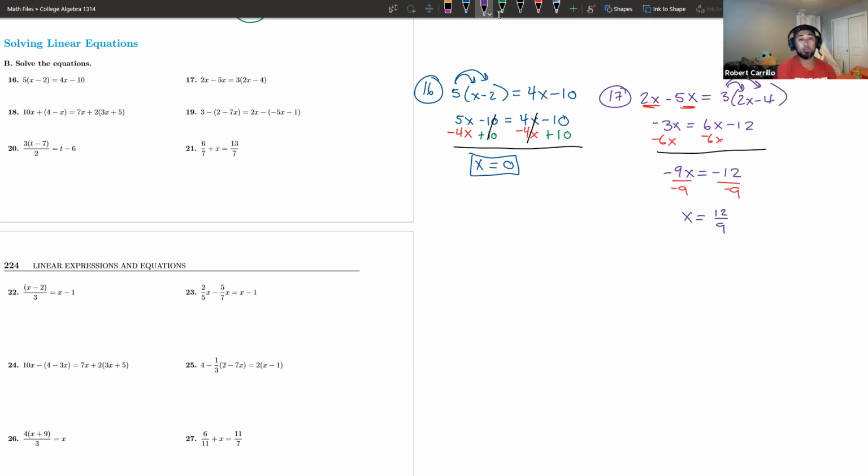But we can reduce that. What does 12 over 9 reduce to? 4/3. 4/3. There you go. x equals 4/3. All right, not bad.